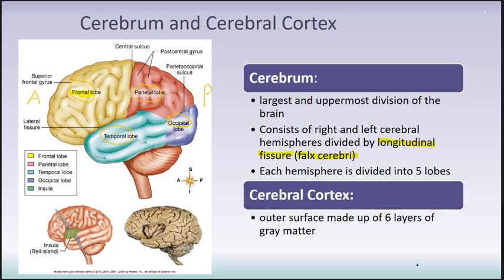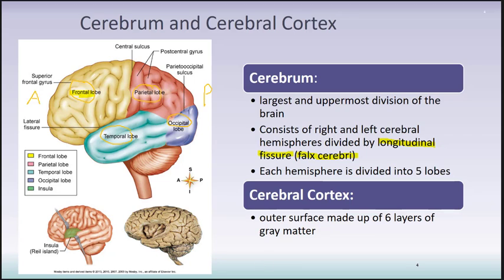The cerebral cortex, remember that's that outer surface, and that's going to be made up of 6 layers of gray matter. So even though it's a thin surface, this cerebral cortex still consists of multiple layers of gray matter. And there's a lot that goes on within the cerebral cortex. You have these millions of axon terminals that are going to synapse with millions of dendrites and cell bodies of other neurons. So a lot of interconnection.